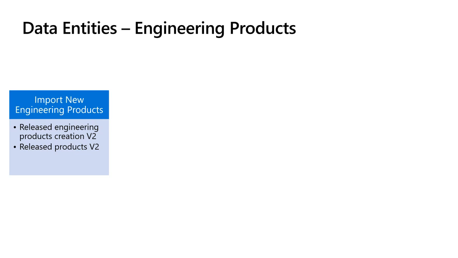Then you can use the released products v2 entity to update other product-related details. For example, you can update other details such as item group and unit of measure. Then you can use other entities for default order settings and things like that. But before you do that, you want to first make sure that you have used the released engineering product creation v2 entity to bring in your engineering products and their versions.